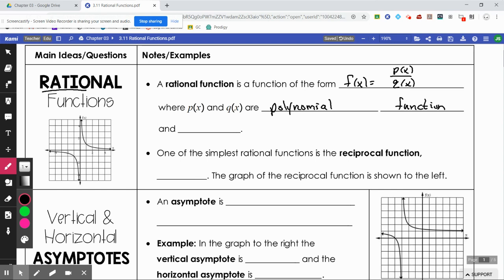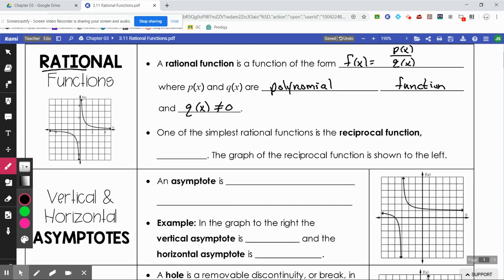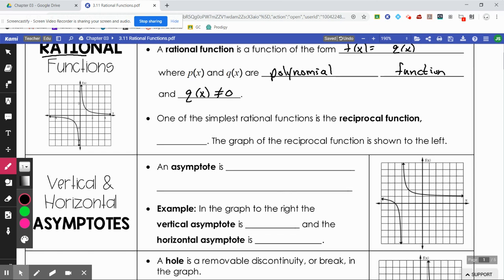Now, something else very important, q of x can never be 0. You cannot divide by 0, so you have to remember that as well. So there are some discontinuities here that we're going to be really focusing on. One of the simplest forms, and we've discussed this one already, is the reciprocal function, which is f of x equals 1 over x. And you can see a picture of that one here, where it had the asymptote lines, where it approached them from each side. The graph of the reciprocal function, again, is shown to the left.